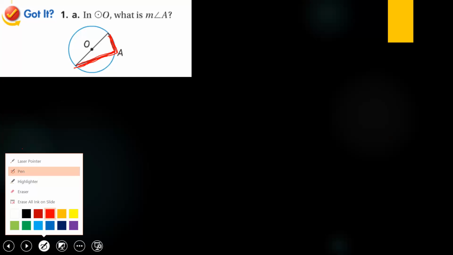In a circle with center O, what is the measure of angle A? Now, I need to find the measure of angle A. Where is angle A? It is here. Where are the sides of angle A? It is this one and this side here. Since these are the sides, this will be the intercepted arc.